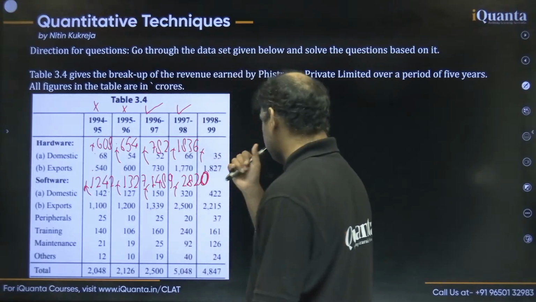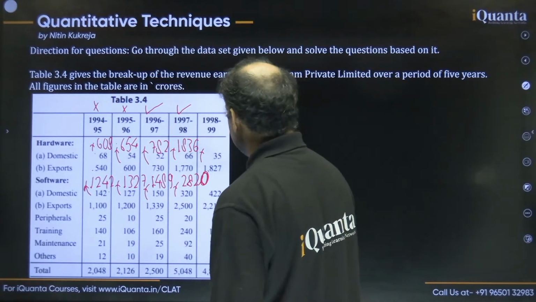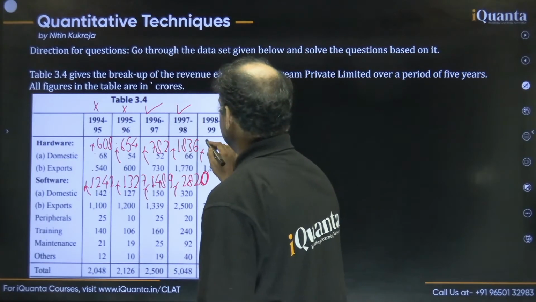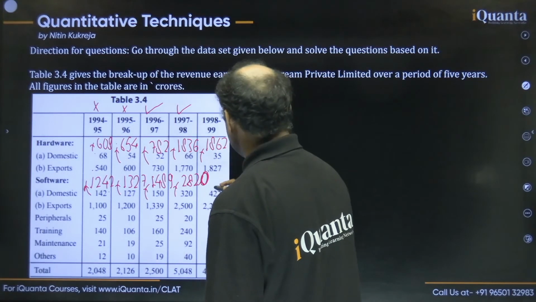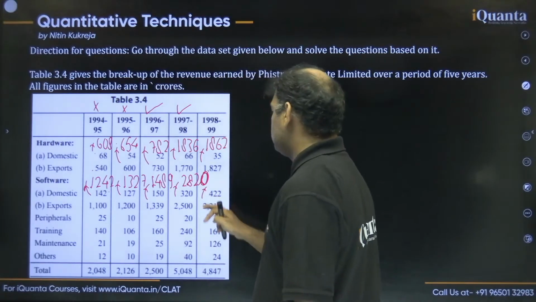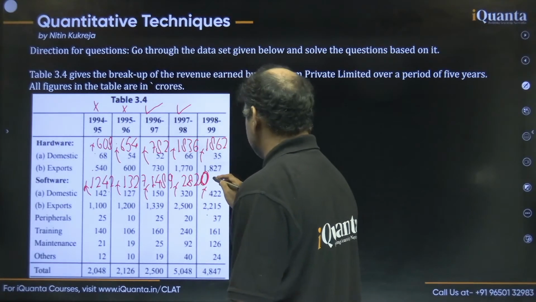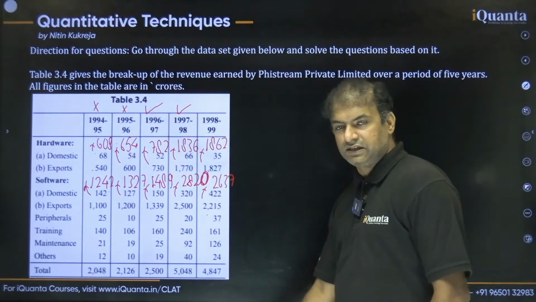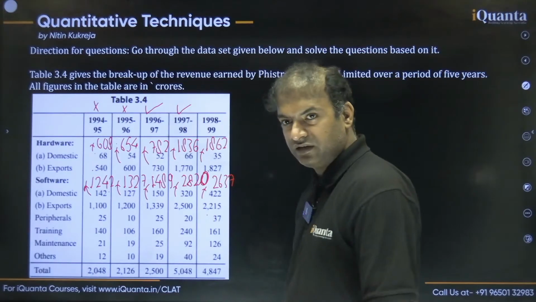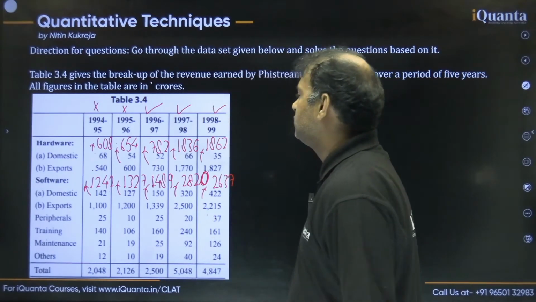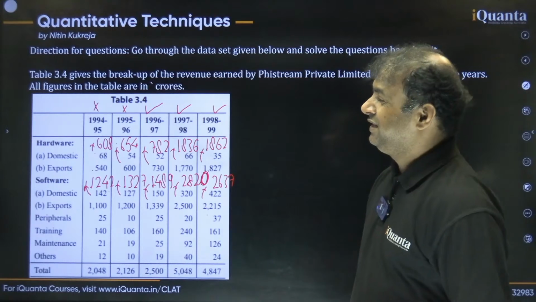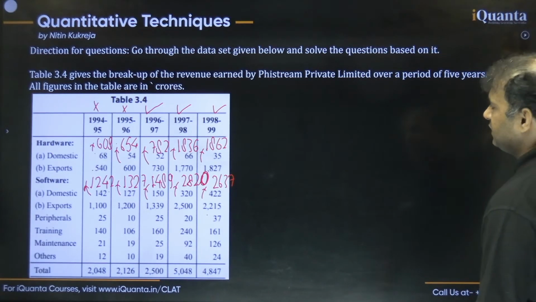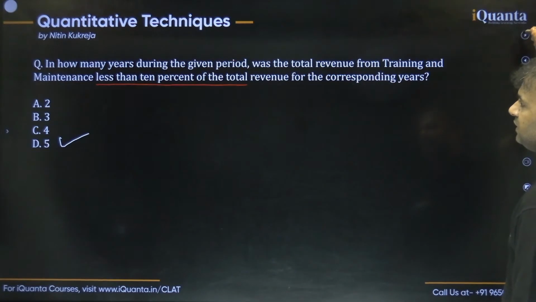Okay, the last year, the hardware business is how much, guys? We'll say 1827 plus 35. That makes us how much? This should be 1862. And what about the software business? Software business is 2637, right? So is it more than half? Yes, it is. Half of 2637 is 1318, and this is definitely more than 1318. So the last 3 years, 96-97, 97-98, 98-99, are satisfying this condition, right?